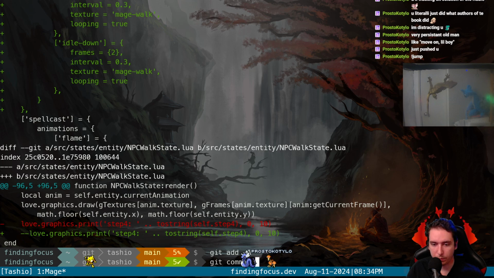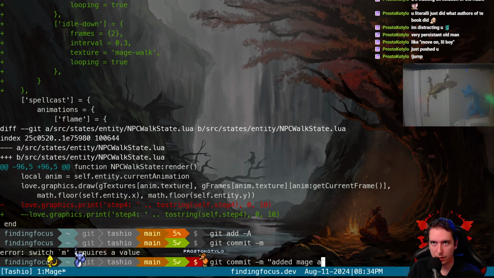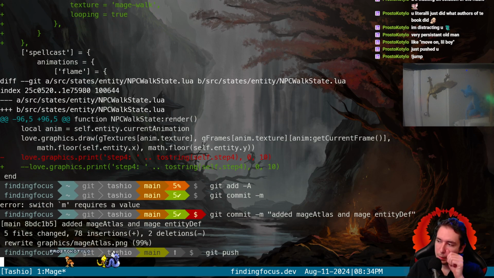We will commit with a message saying that we added mageAtlas and mage entityDef. But yeah.